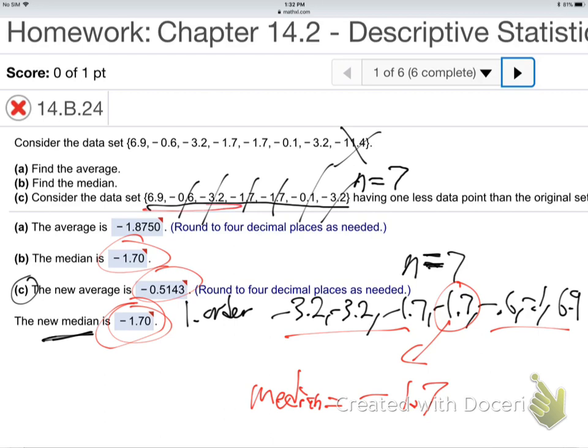So in part C, we only have 7 numbers. Part A and B, we had 8 numbers. They took one out. How do you know which one you take out? They gave me the new data set right here. Oh, okay. Learn that. All right.